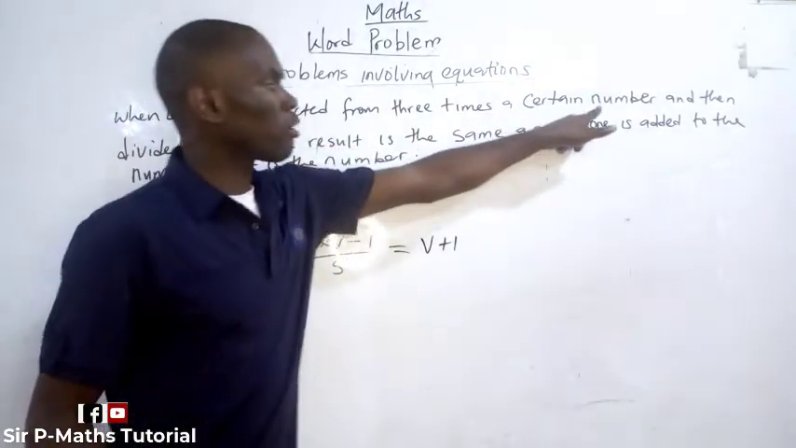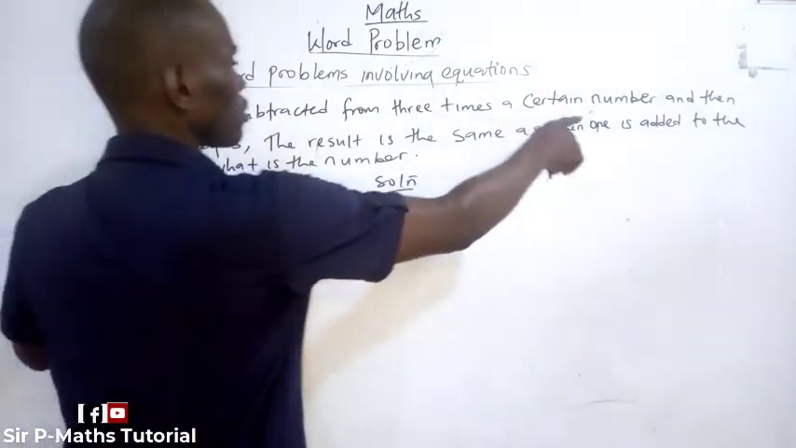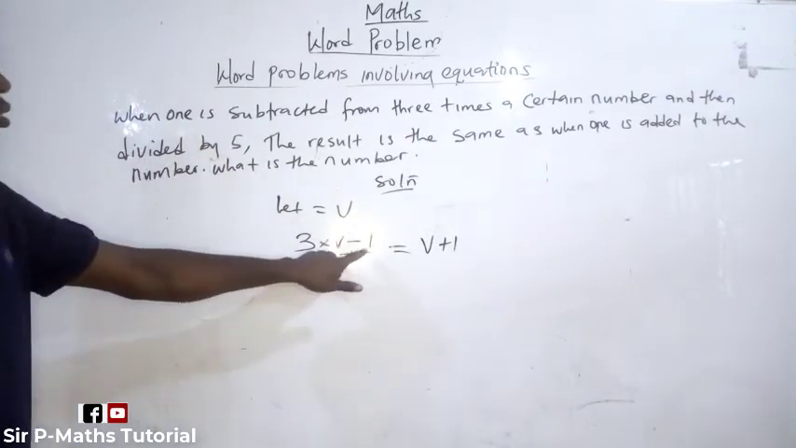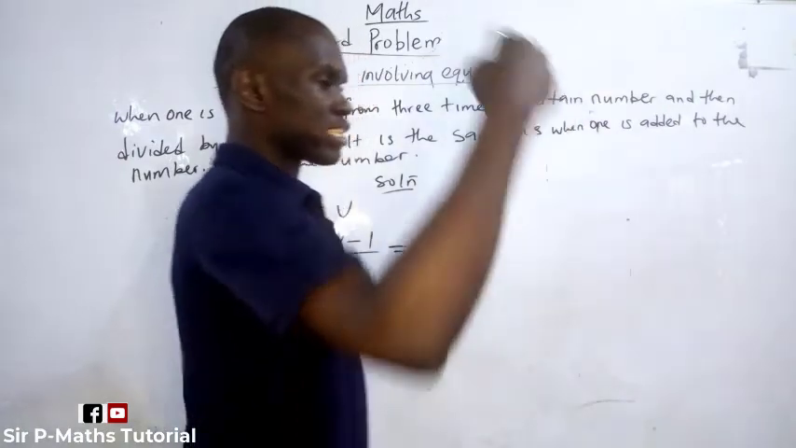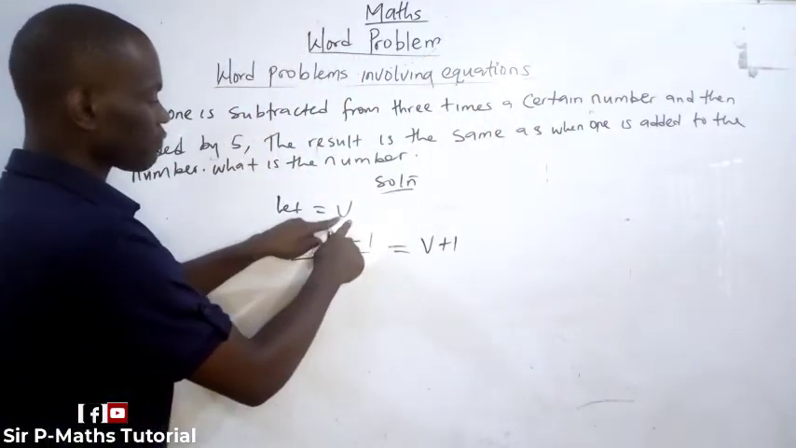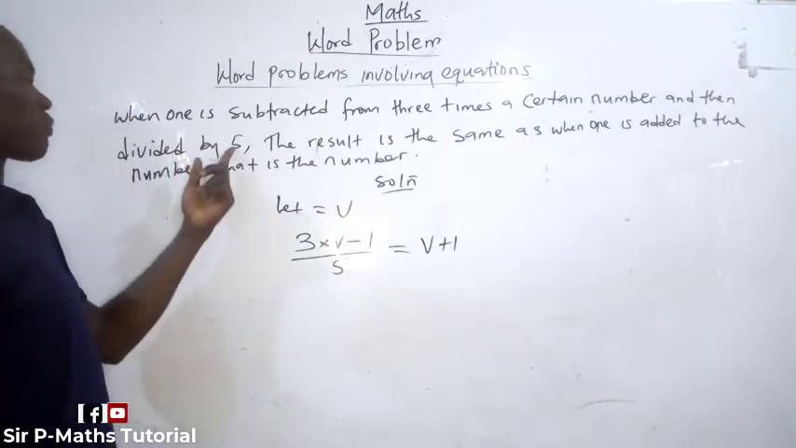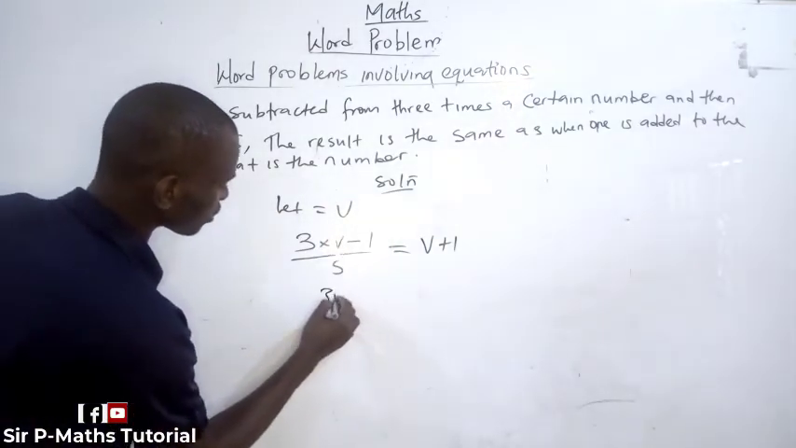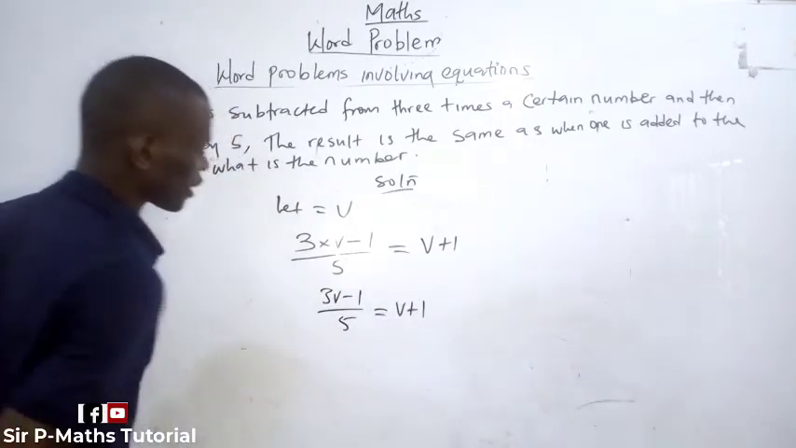Look at this. 3 times a certain number v, subtract 1. The result is the same as when 1 is added to that number. That number is v. When we add 1 to it, we have the same thing. Then remember, we are dividing this one by 5. We have 3 times v to give me 3v minus 1 all over 5 equal to v plus 1.